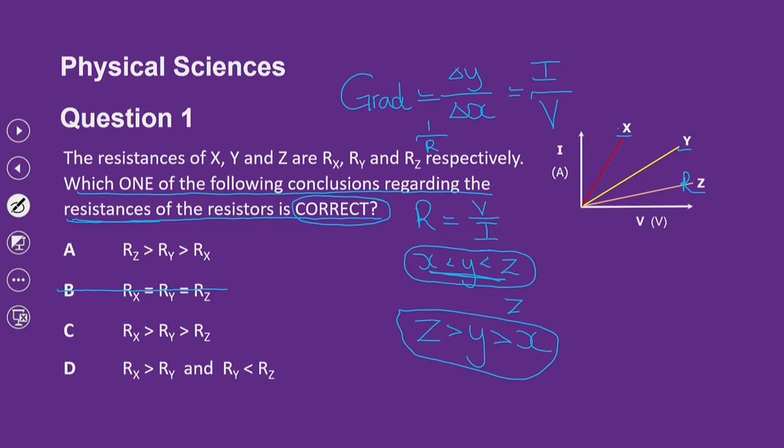So what we see in A is that Z is bigger than Y, and Y is bigger than X. This seems to be correct. Let's look at all the other options. C says that X is bigger than Y. That's not what we've got here. X is smaller than Y. So process of elimination, let's take that one out. What does D say? X is bigger than Y. This is also out. That leaves us with an obvious answer, which must be A.